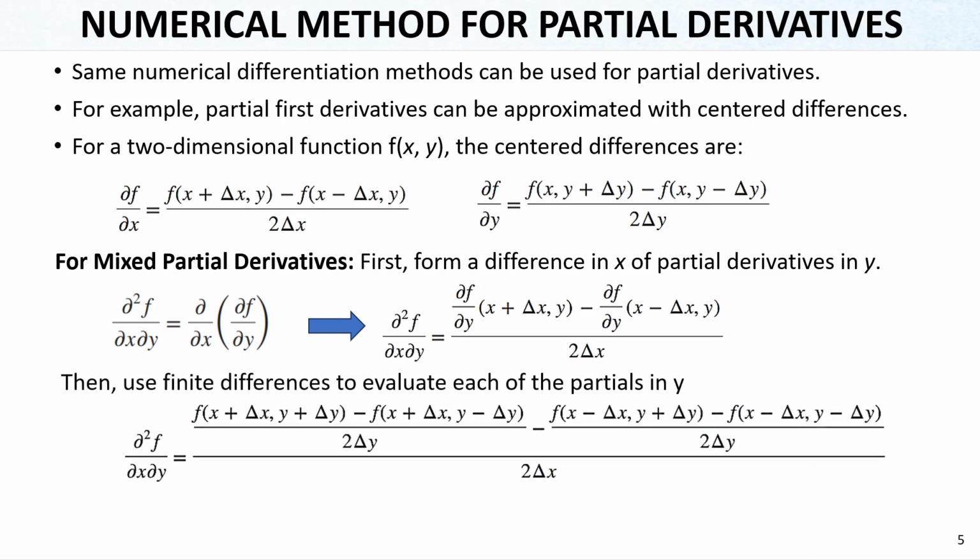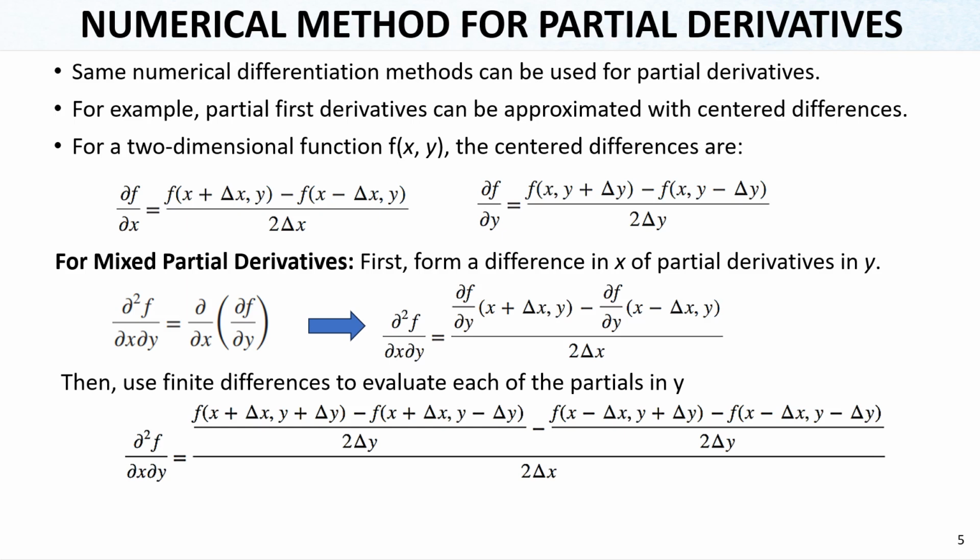Let's move on. In the second one, evaluate each of the partials in y. So we will have y plus delta y as well. For this y value, y plus delta y minus delta y, and x plus delta x remains here for these functions, and divide by 2 delta y for this term. For the second term again, x minus delta x remains, and two function values of y plus delta y and y minus delta y divided by 2 delta y, and this is divided by 2 delta x from here. So this is the formulation.